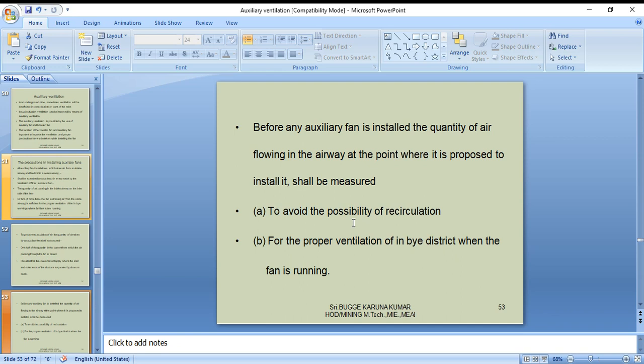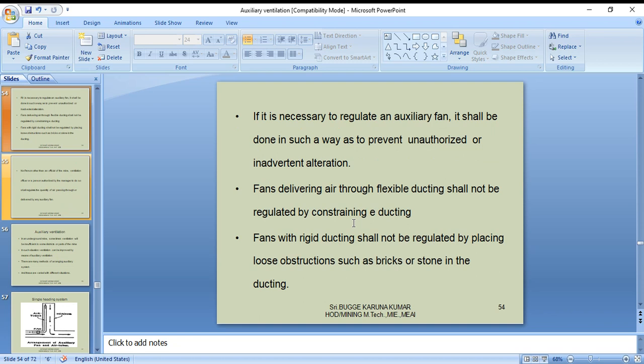Before an auxiliary fan is installed, the quantity of air in the airway at the point where it is proposed to be installed shall be measured to avoid the possibility of recirculation. This is a very important one for proper ventilation in the district when the fan is running. That is also important to take care of.